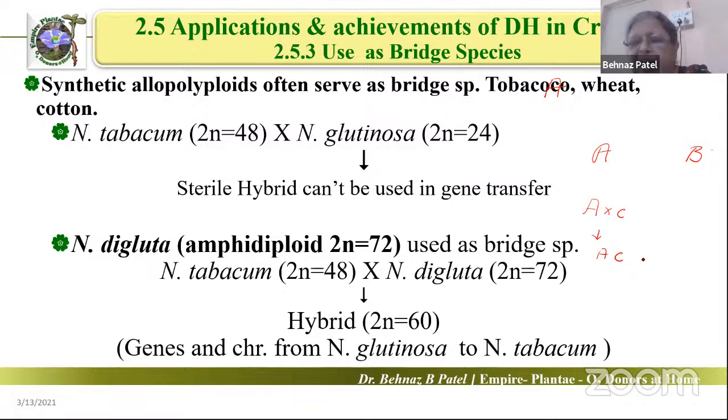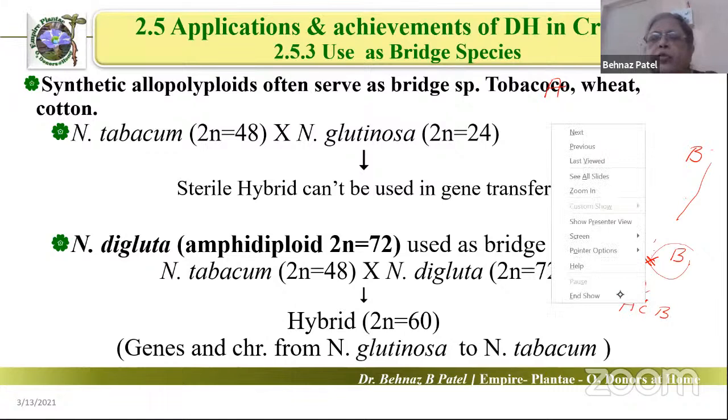Species B. Don't know why it's not coming. Okay, let's slow down. So now I'll cross it with B and I will get a condition as ACB. I can double the chromosome number here also. If I want only a few genes of B, then here I will not bother to double the chromosome number. But if I want all this to work as a novel species again, I might need to double the chromosome number.